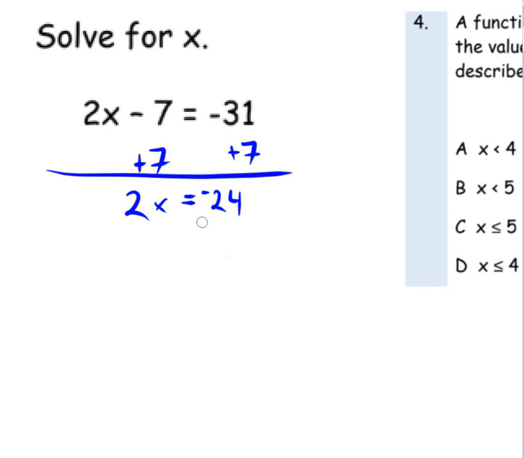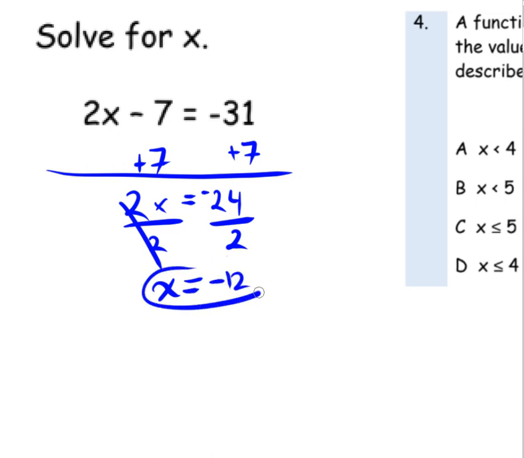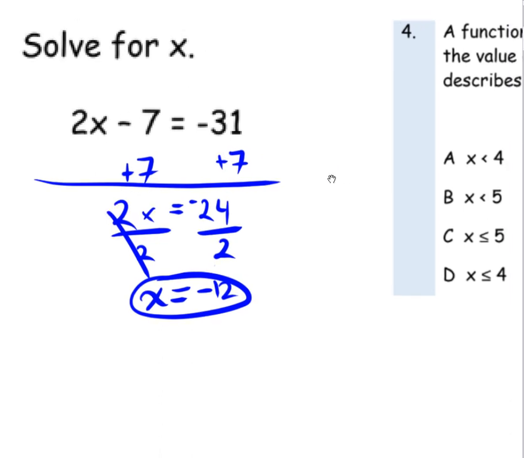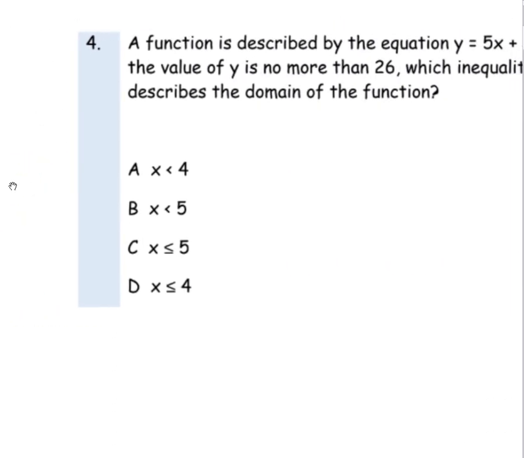Negative 24 divided by 2, because now I have the x multiplied times 2. So in order to get rid of that, I have to divide by 2, right? Then I have to do it to the other side. What I do to one side, I must do to the other side. So now I get x is equal to negative 12. And that is my final answer. Perfect. So that's your first problem down. Now, let's move on to the next one.